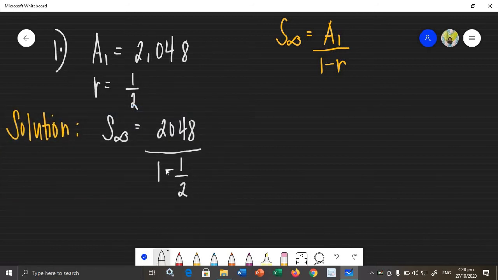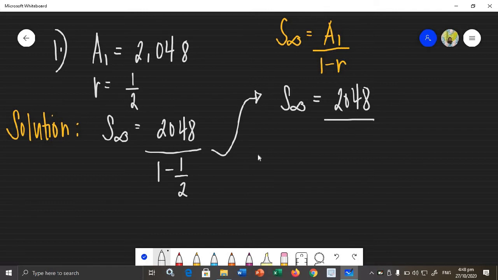And then the next part is that S sub infinity is equal to 2048 all over 1 minus 1 half. The answer is 1 half. Okay? So now, observing this, medyo komplikado. Paano po natin ito masosolve?